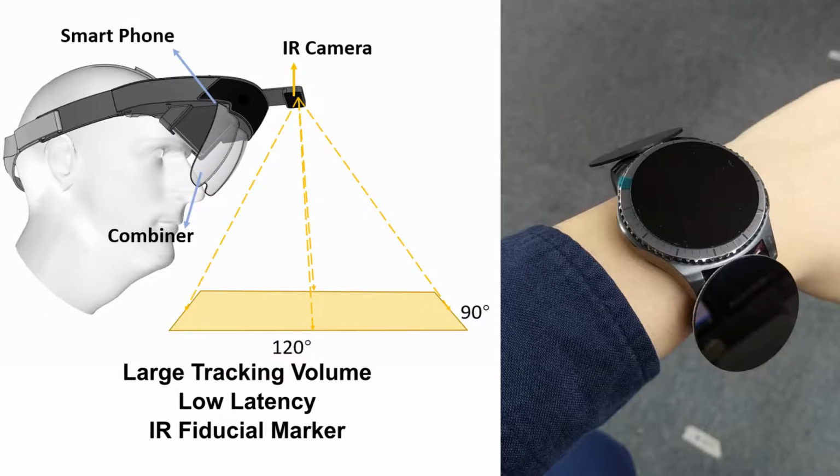We put a fiducial marker group on the smartwatch and an IR camera pointing downward on the headset. We use our own algorithm to track the smartwatch in 6-DoF with very low latency and a large tracking volume.